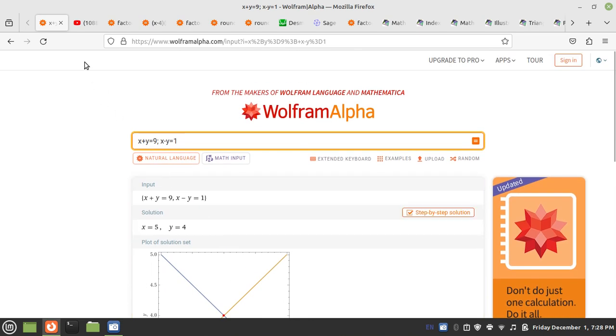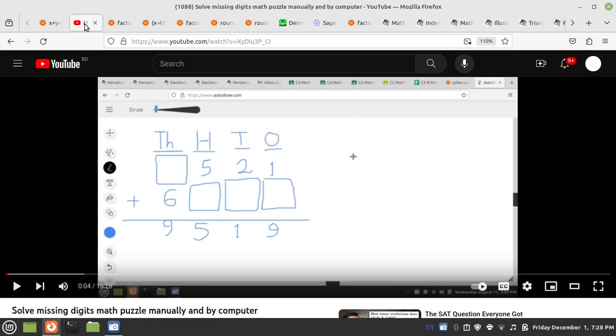Then we can use Wolfram Alpha to solve puzzles also, math fun puzzles like here, addition of two 4-digit numbers where some digits are missing. You can of course solve this manually, but you can also use Wolfram Alpha to solve this. You can check my video titled Solve Missing Digits Math Puzzle Manually and by Computer. There I showed how you can use Wolfram Alpha to solve this type of problem.